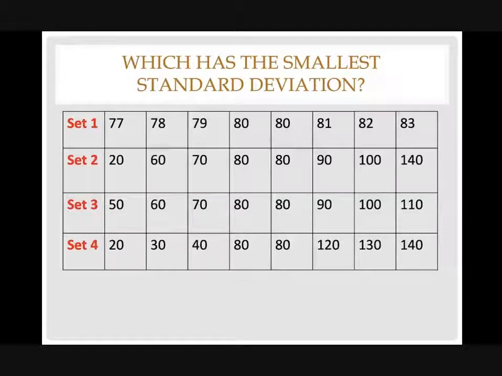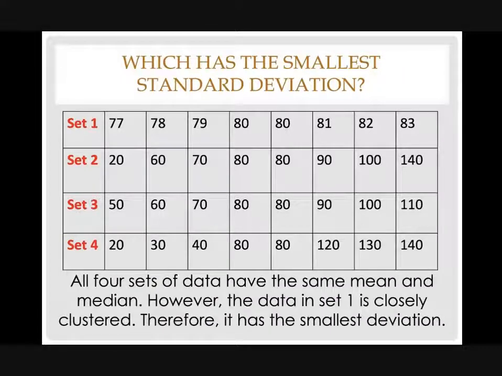Notice the following sets of numbers. I'll give you a moment. As you're looking at them, ask yourself, which has the smallest standard deviation? What's interesting is that all 4 sets of data have the same mean and the same median. However, the data in set 1 is closely clustered. Therefore, it has the smallest deviation.